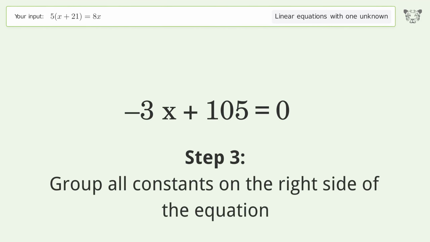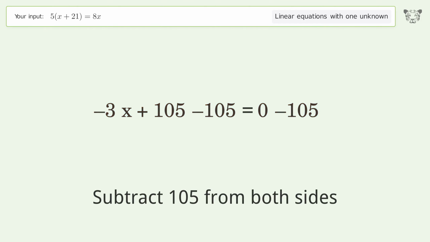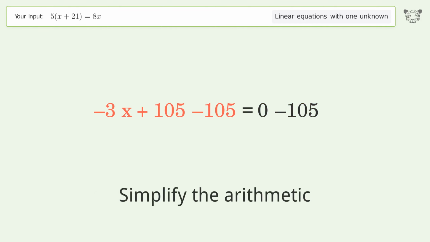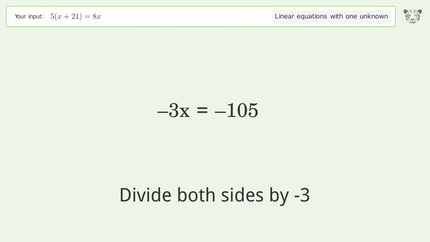Group all constants on the right side of the equation. Subtract 105 from both sides. Simplify the arithmetic. Isolate the x. Divide both sides by -3.